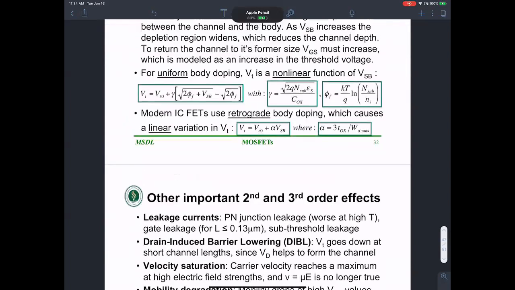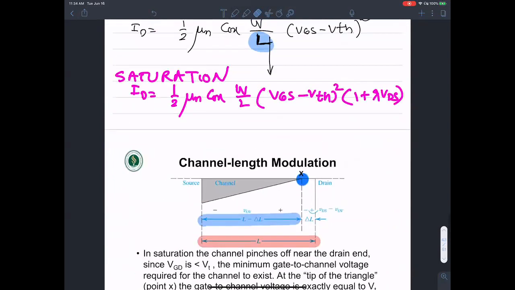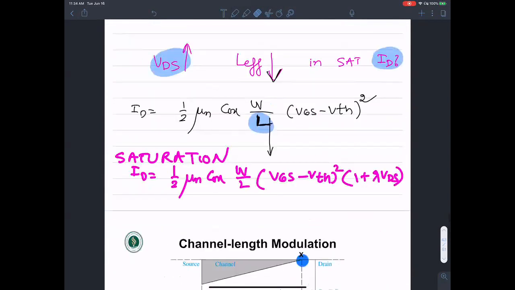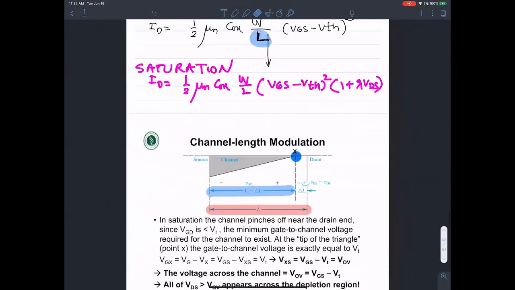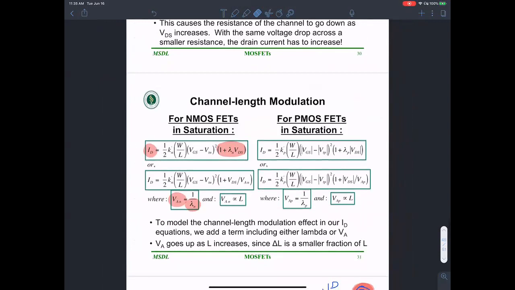Can you show the channel length modulation equations real quick? Down below. This guy? Yeah.